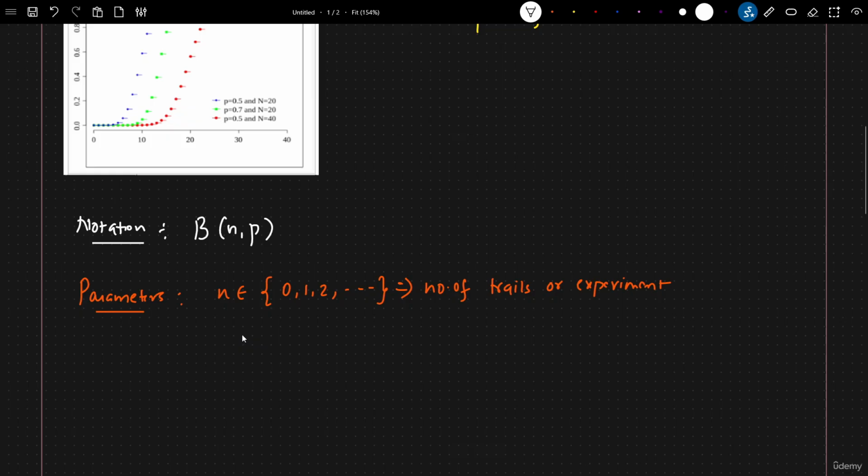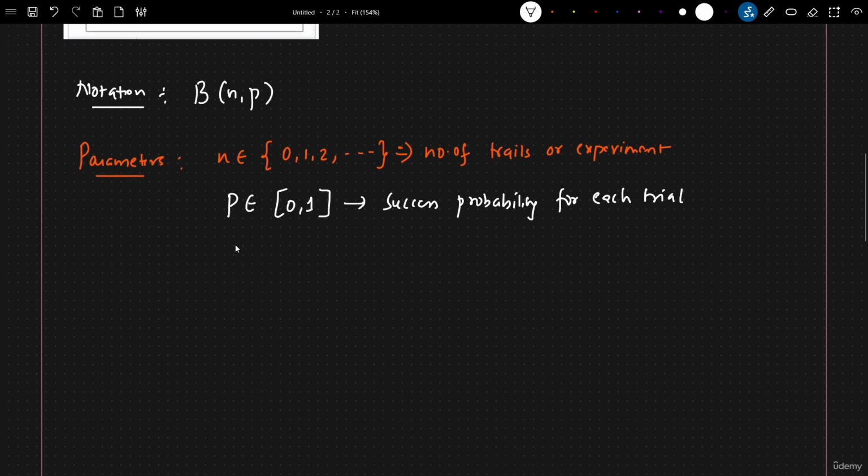Here, my p value belongs to 0, 1. This is my success probability for each trial. It's like when I'm tossing a coin, every time I may get heads or tail. I may denote it as zeros or ones. Then if you know p is this, then q will be what?